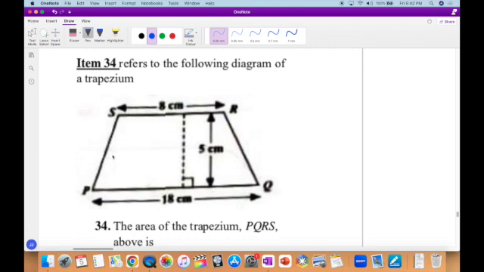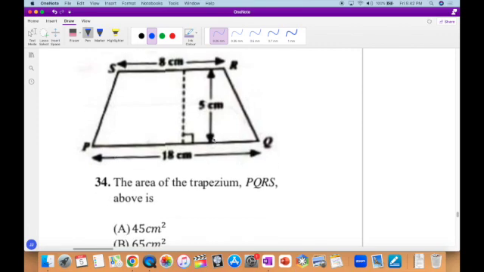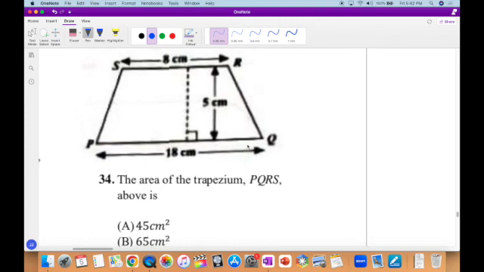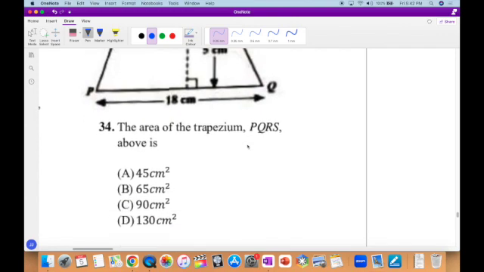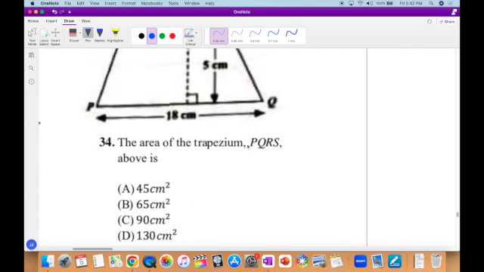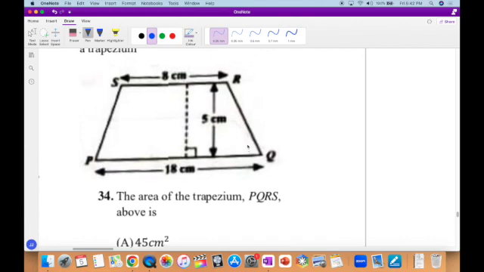Refers to the following diagram, item number 34, of a trapezium. The area of the trapezium PQRS above is, so a half base by the perpendicular height is the area of, the area of a trapezium is a half the sum of the parallel sides times the height. So that is a half the sum of 8 plus 18 times the perpendicular height, which is 5.